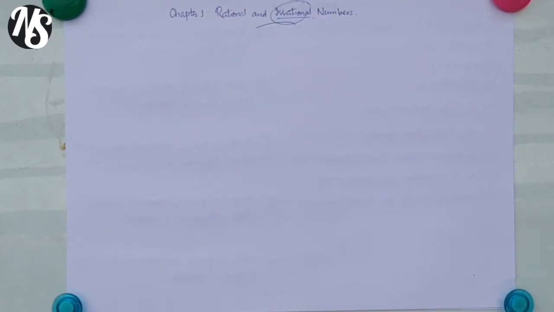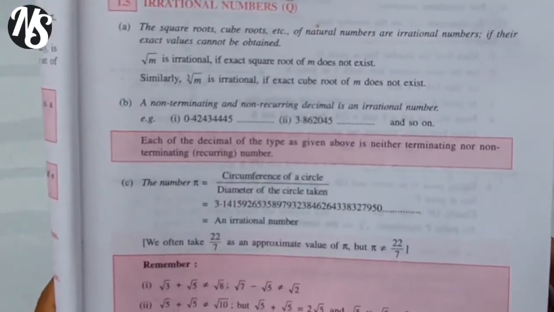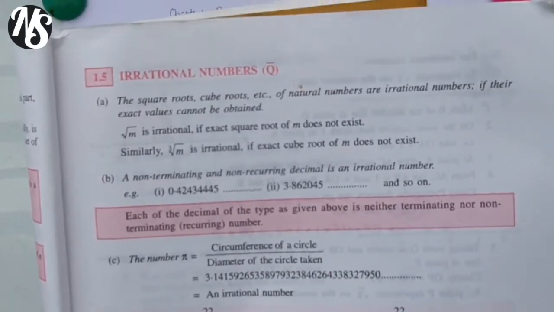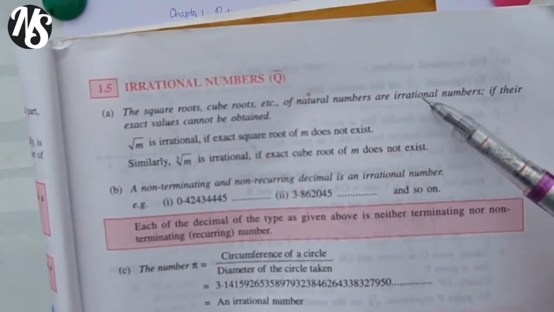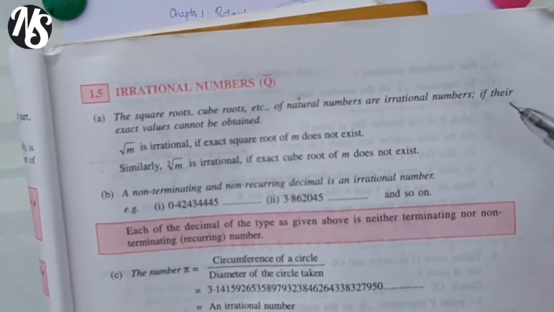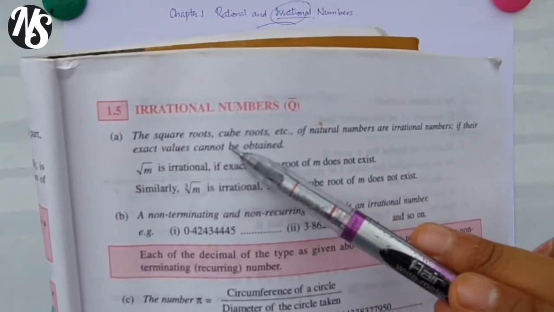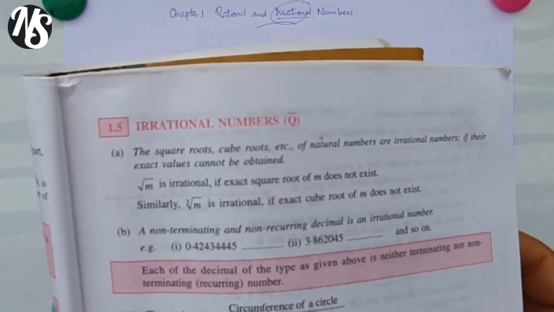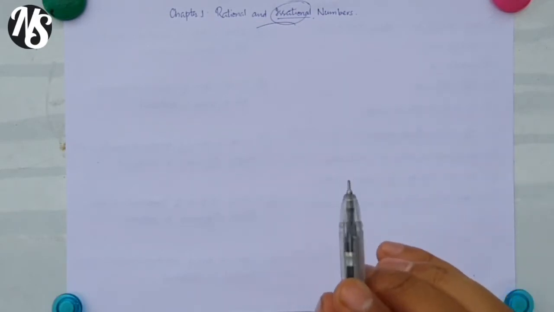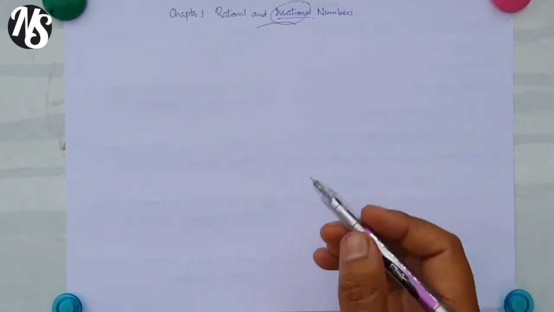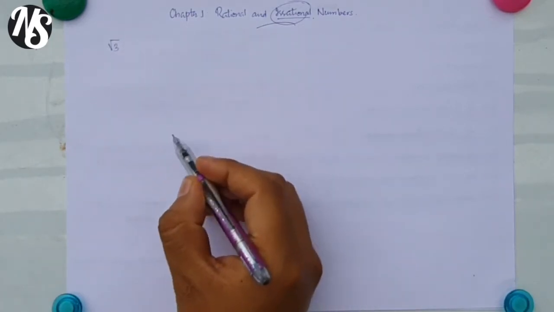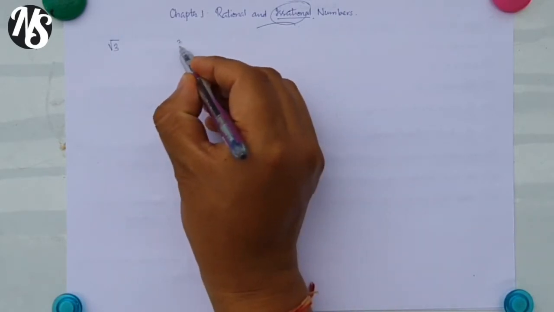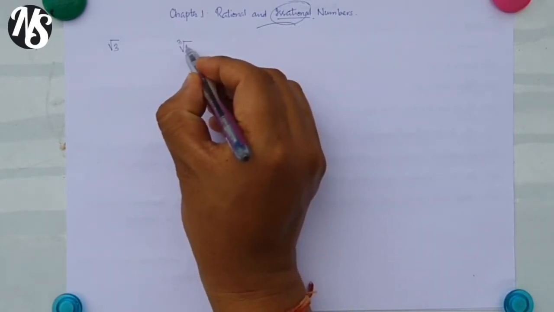Let's see the definition from your book itself. Here I have your book. It says the square roots, cube roots, etc. of natural numbers are irrational numbers if the exact value cannot be obtained. What the definition is trying to say is the square root or cube root. For example, let me take the square root of 3, and for the cube root, let me take the cube root of 5.